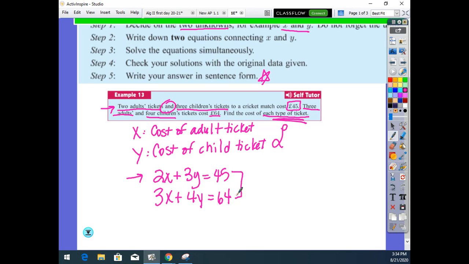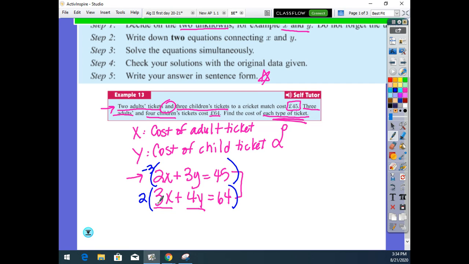solve simultaneously. Now, if I look at my variables, my X's don't cancel, my Y's don't cancel. Neither of them have a negative. So I'm just going to multiply this top equation by -3, so I get -6x. My bottom equation by a +2, that gives me a +6. So that way my x's will be eliminated.